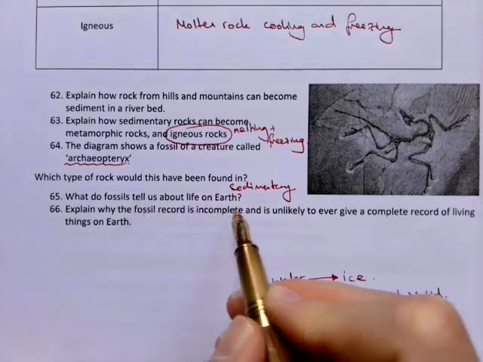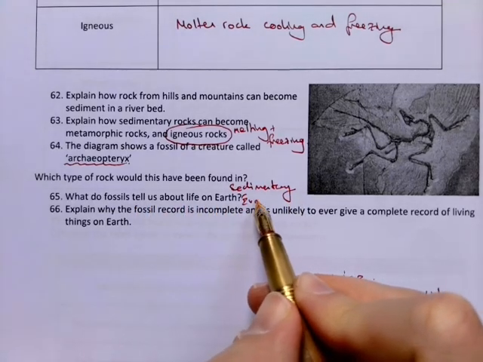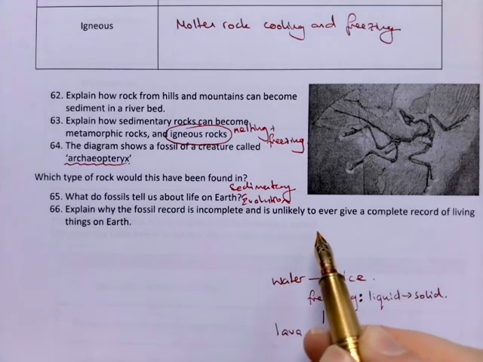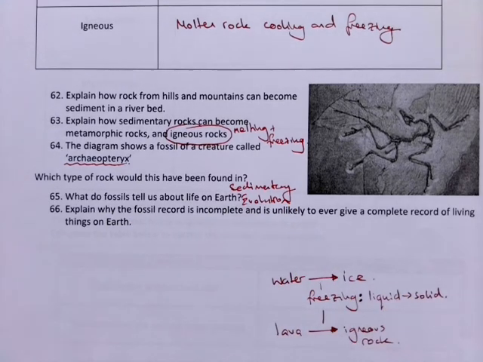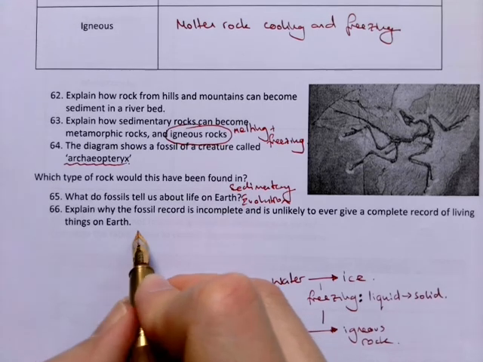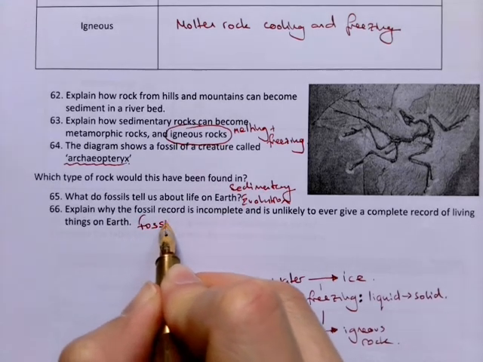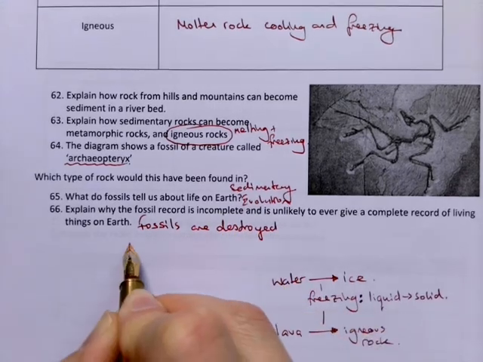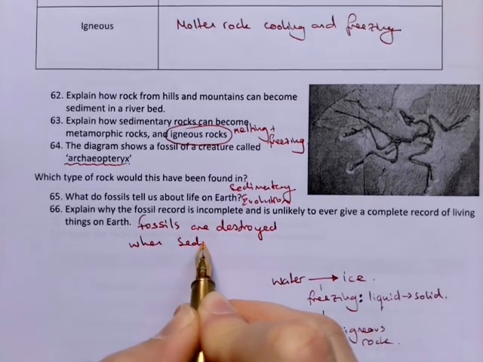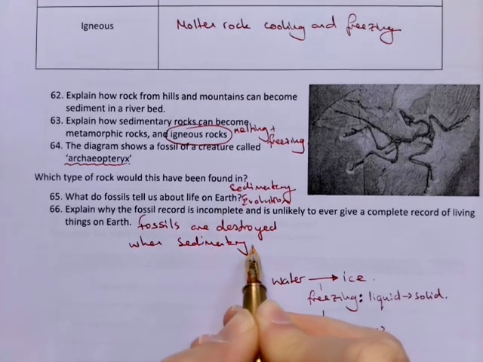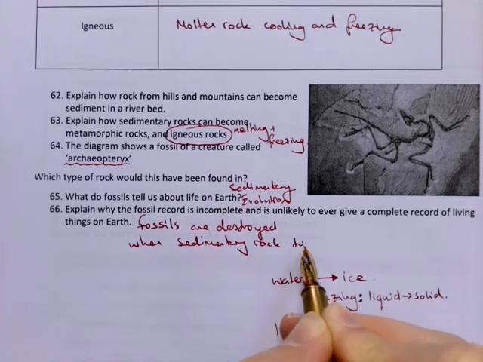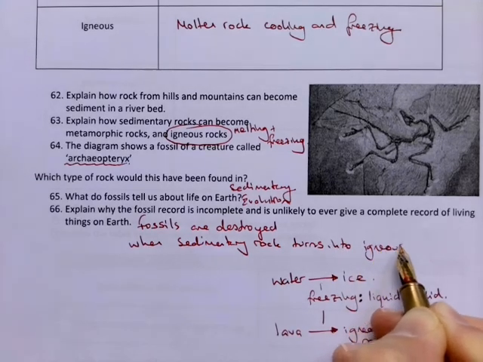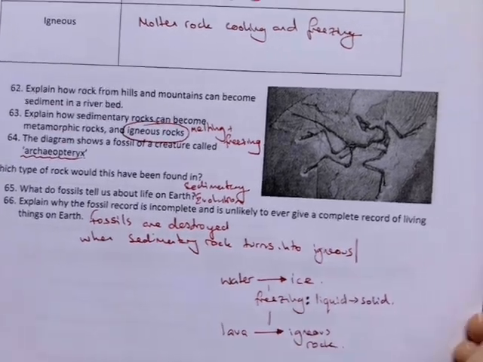What do fossils tell us about life on Earth? They tell us about evolution. And explain why the fossil record is incomplete and is unlikely to ever give a complete record of living things on Earth. Okay, because fossils are destroyed when sedimentary rock turns into igneous and metamorphic rock.